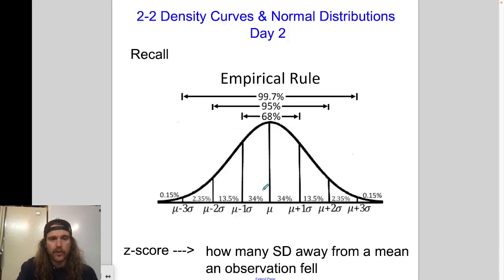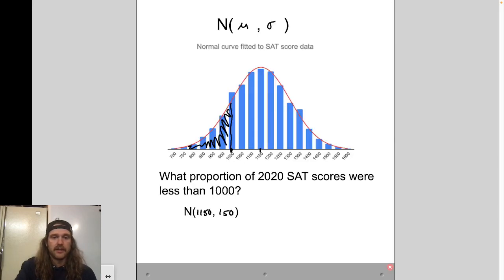So I can go back to the empirical rule and say, all I have to do to determine how rare that observation is, is add these up. So 0.15 plus 2.35 plus 13.5, which is a total of 16. So your answer there is that about 16% of the students that took the 2020 SAT scored lower than 1,000 on the test. So we can make these quick calculations.